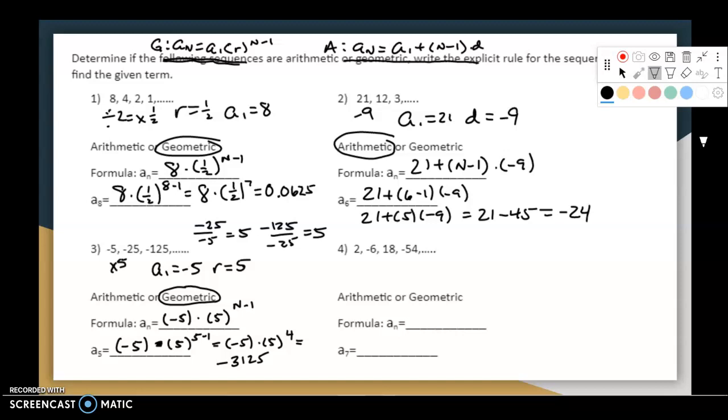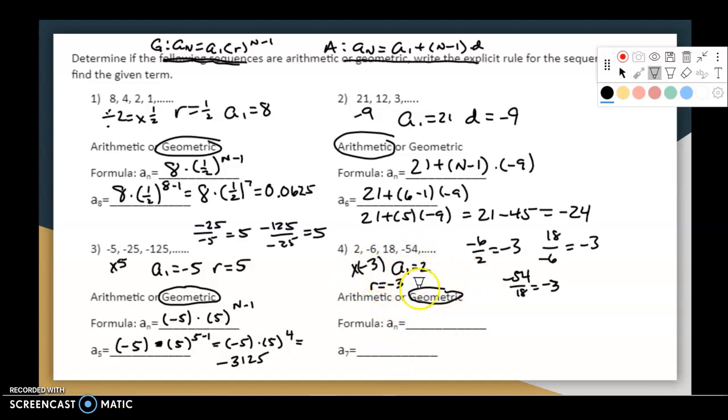For number 4, I see 2, -6, 18, and -54. So I'm looking for a pattern. It looks like I am multiplying by -3. Now, again, if you didn't know that, you could divide. -6 divided by 2 is -3. 18 divided by -6 is -3. -54 divided by 18 is -3. So you are multiplying by -3. That makes this geometric. A1 is 2, and R is going to be -3. That's the number I'm multiplying by.